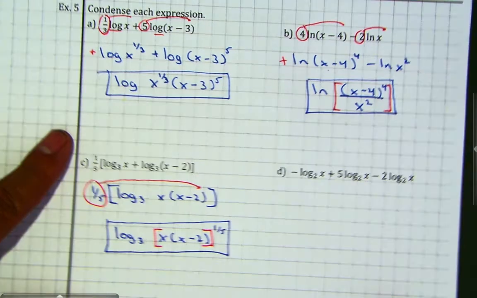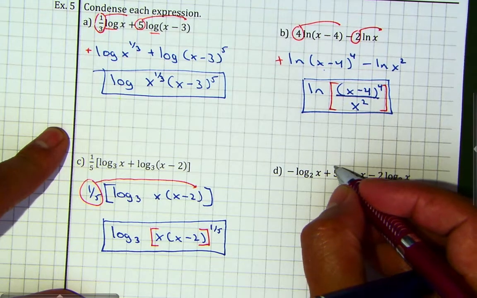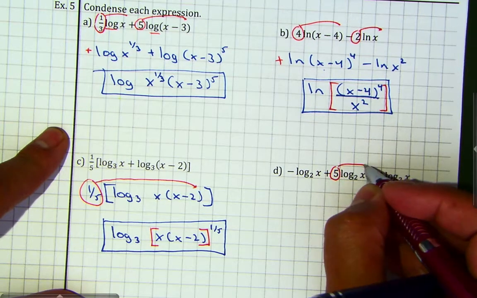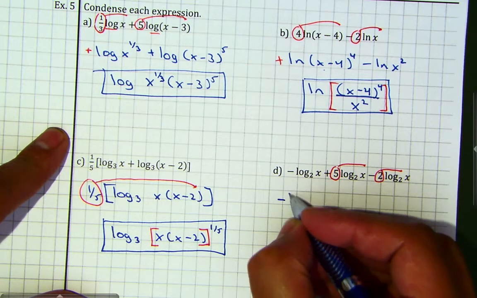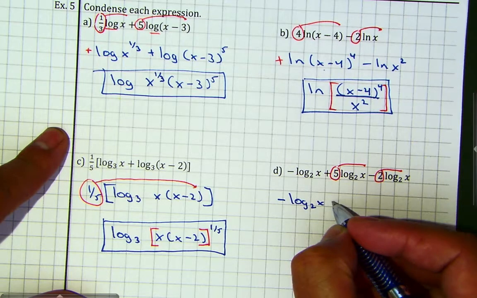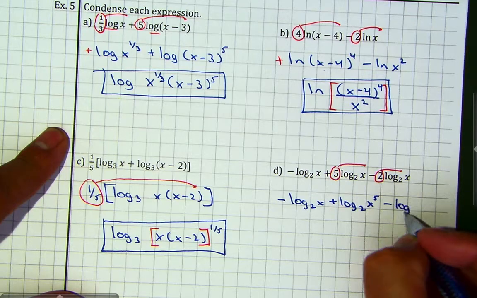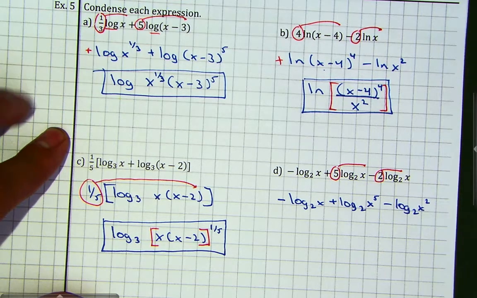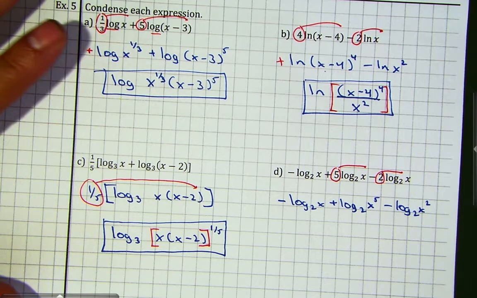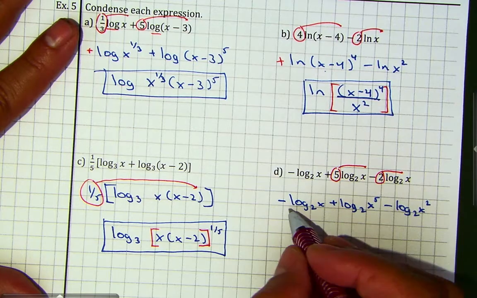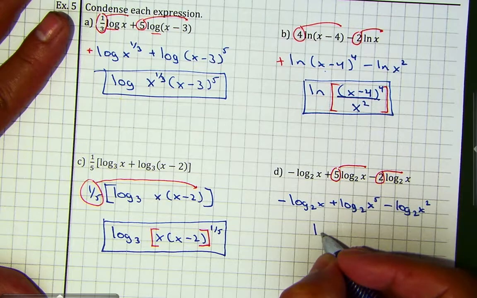Letter D. I have 3 logs, but I notice that I'm going to place my coefficient as an exponent first. So I have negative log base 2 of x plus log base 2 of x to the 5th minus log base 2 of x to the 2nd power. And now I am going to combine all 3 into one. I'm going to condense them.